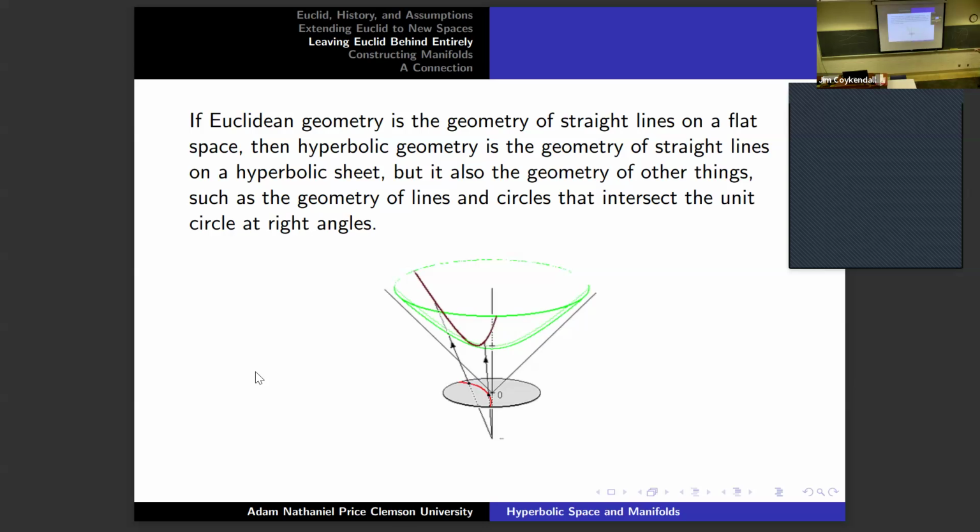Then the third one, you can define a circle. That one's relatively easy because I said that there's some sort of notion of distance. I can have all the points that are a particular distance away from a point. So I have circles. And angles are the same because they're inherited from Euclidean geometry. So all right angles are the same.